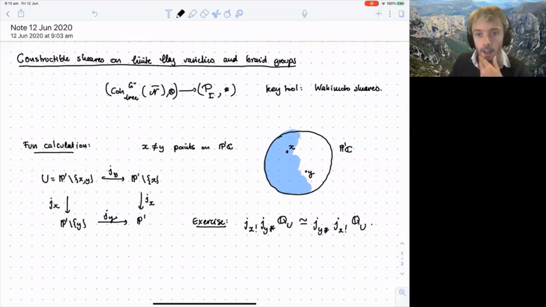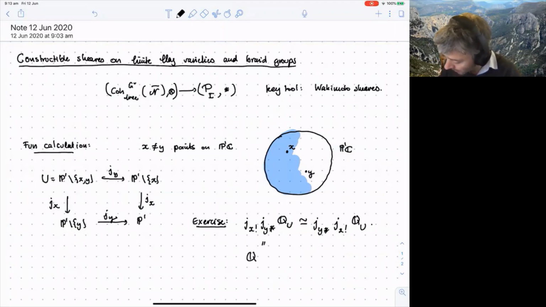Right. And just for the younger members of the audience, how do you prove such a thing? Well, you first use general nonsense to argue that there's a map. And then you check that this map is an isomorphism. You'll use adjunction to argue that this Hom space is Q. So you'll choose a map inside that space and then show that it's an isomorphism. And I want to denote this sheaf by Q_x shriek, y star.